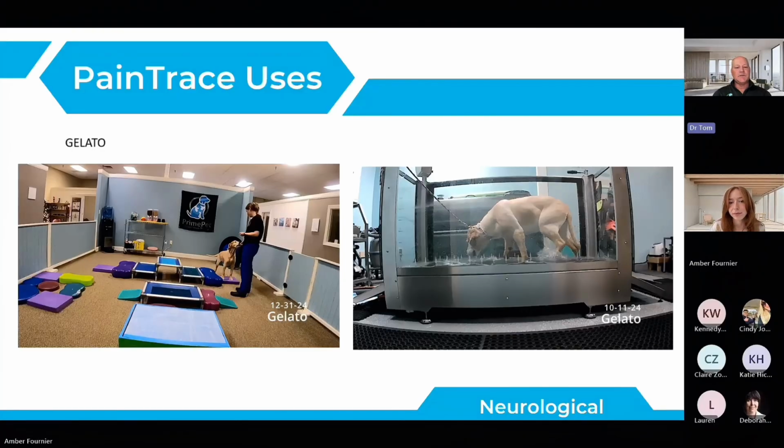On the left-hand side, he's working on an obstacle course there. And then also the repetitive motion of the underwater treadmill, where he's using it in a different way than Vieira was doing it. He's actually doing resistance hydrotherapy, just like walking at the beach with the water above your ankles. So we use Gelato, we use neurological cases with PainTrace to do a couple of different things.